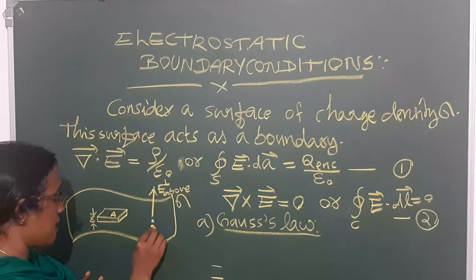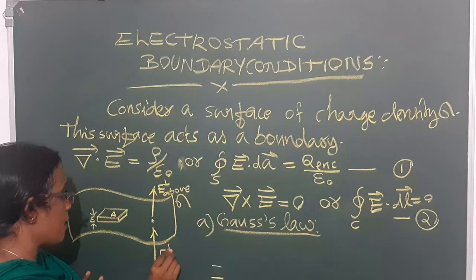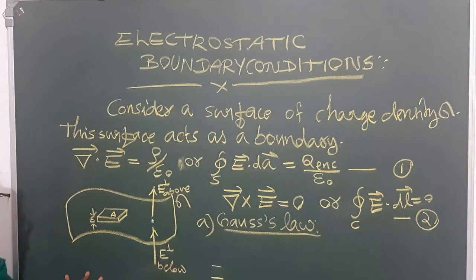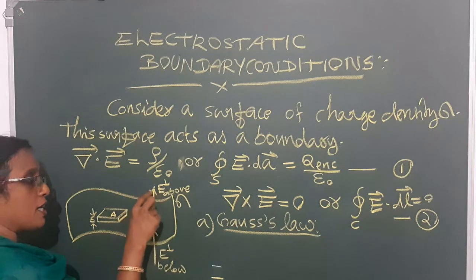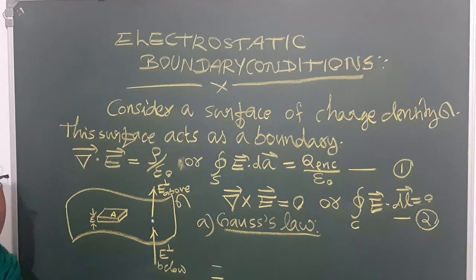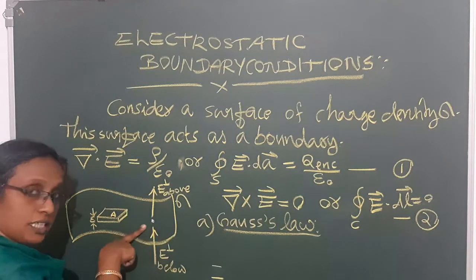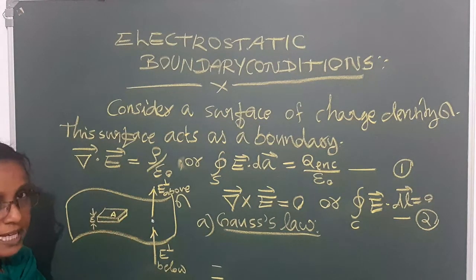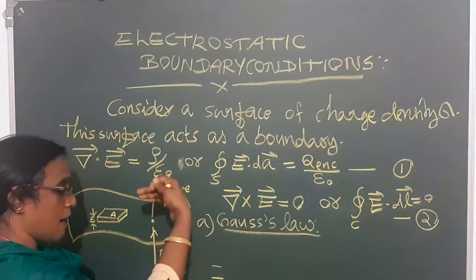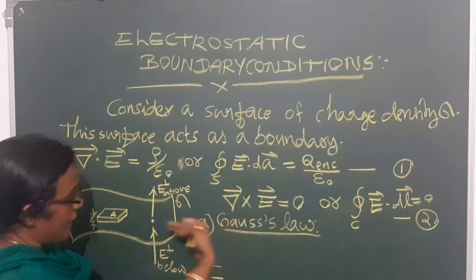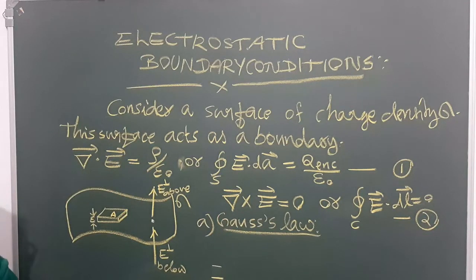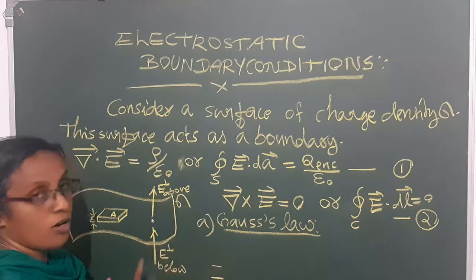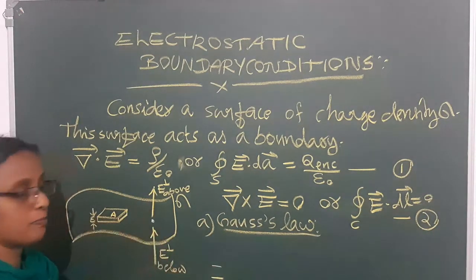Okay, and here this is E perpendicular below the surface. This electric field is called E perpendicular just because this is the component of electric field perpendicular to this boundary. Similarly, there is the component of electric field parallel to this boundary. So first of all, we treat this case.